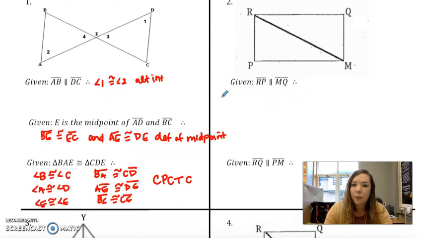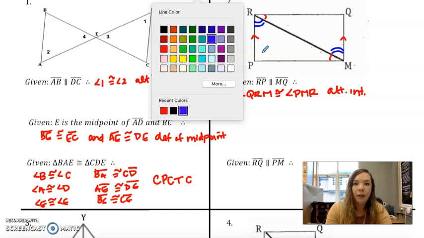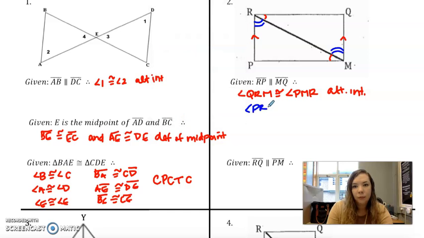All right. Number 2, given RP is parallel to MQ, I could say that this angle is congruent to this one, or that this angle is congruent to this one. Because of alternate interior angles. So let's name those. For my red ones, I have QRM is congruent to PMR by alternate interior. Remember, you always need a reason. And for my blue ones, I have PRM is congruent to RMQ for the same reason.